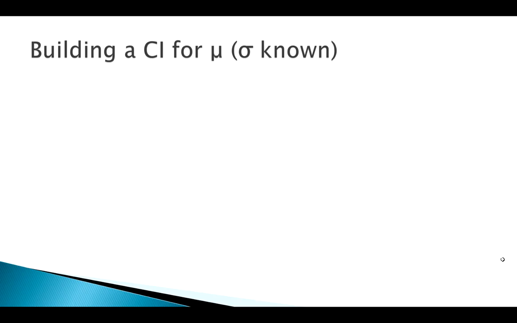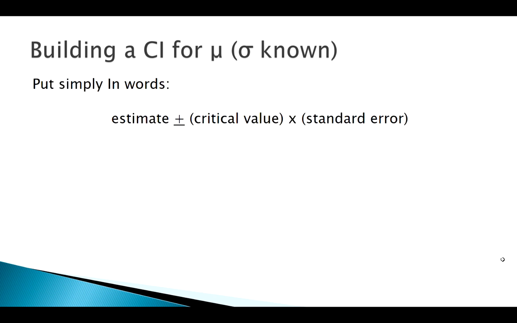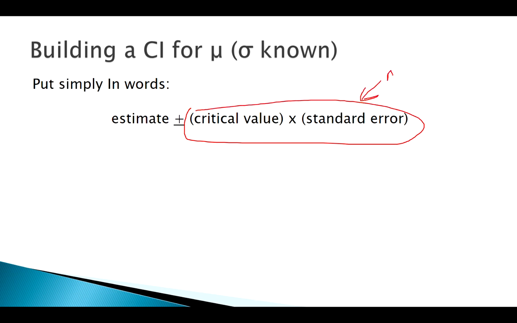So, in general, let's again try to generalize this process. What we did was we took our point estimate and built in that margin of error, where our margin of error was made up of the critical value. So this whole thing here makes up our margin of error. All right, so our margin of error is your critical value times the standard error.